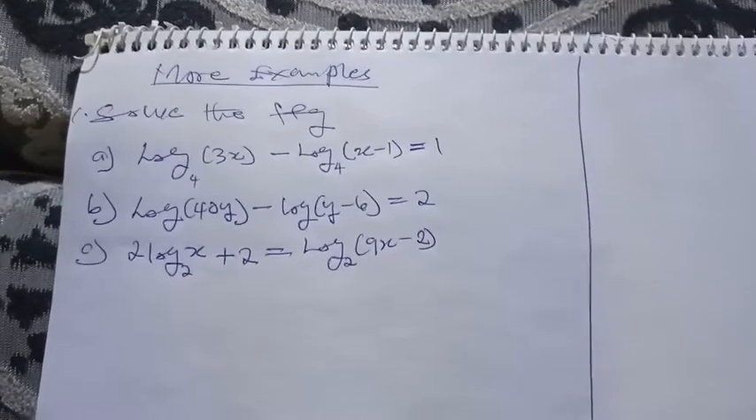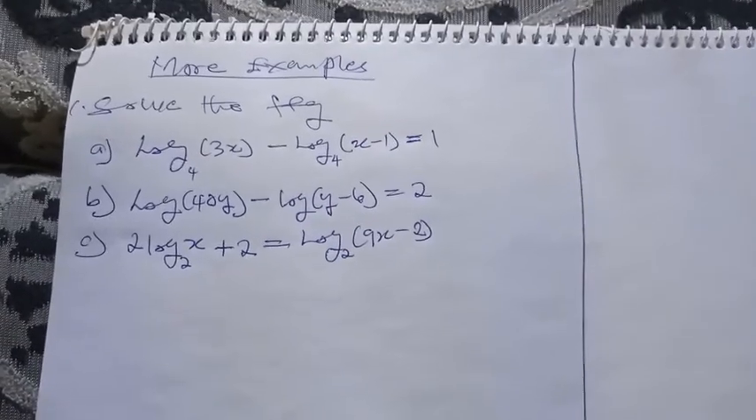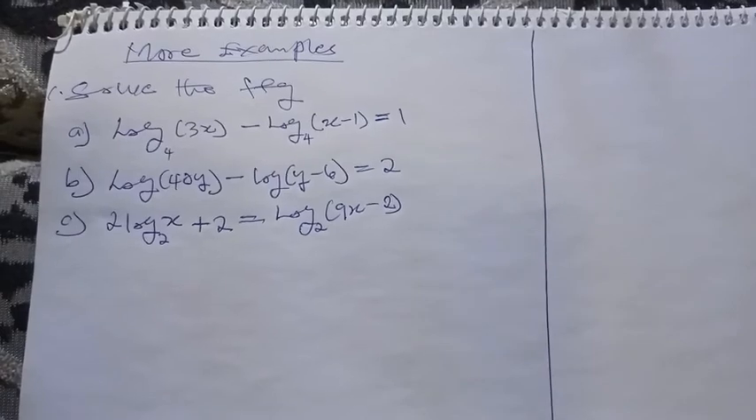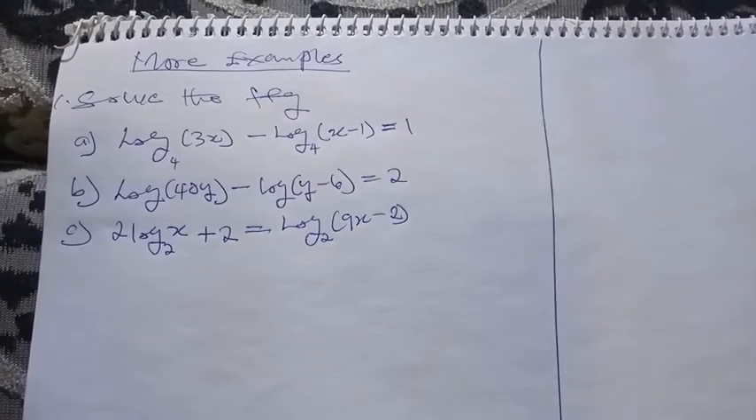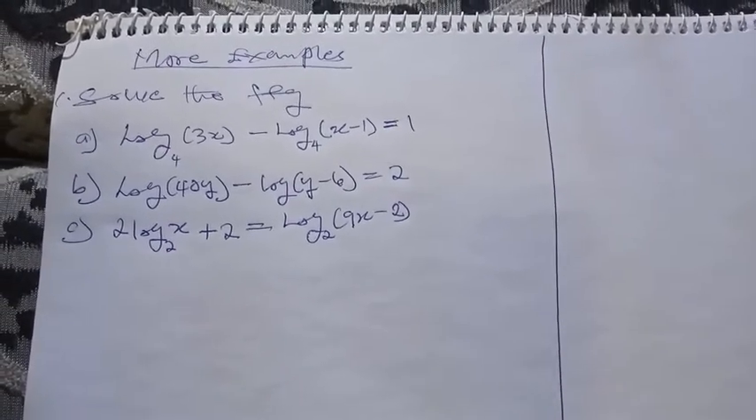In today's class, we're going to take some more examples. Okay, so these are the examples. The first one, A: log base 4 of 3x minus log of x minus 1 base 4 equals 1. And the second one and the third one, A, B, C, we're going to solve each one of them.